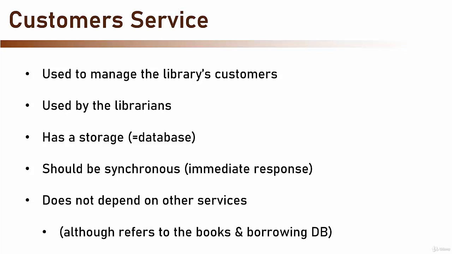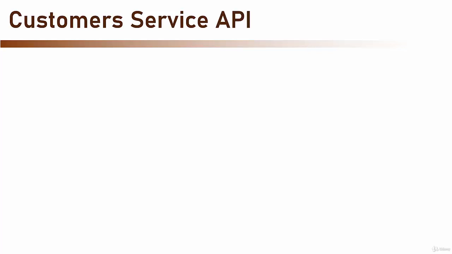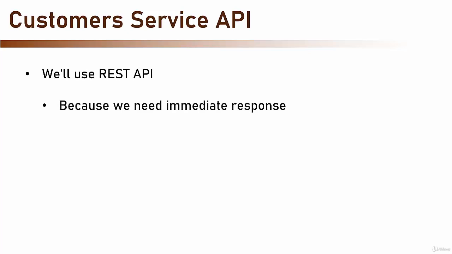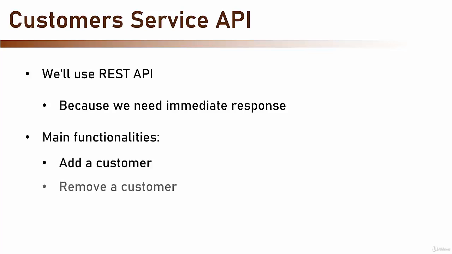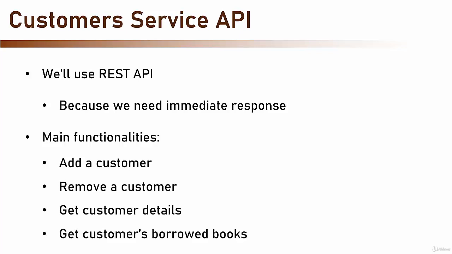And we explained before why this still makes this service independent. And what about its API? Again, the same story. We will use REST API because we need immediate response. And the main functionalities exposed by the service are adding a customer, removing a customer, retrieving customers' details, and retrieving the list of books borrowed by a customer. These are the main functionalities exposed by the service.